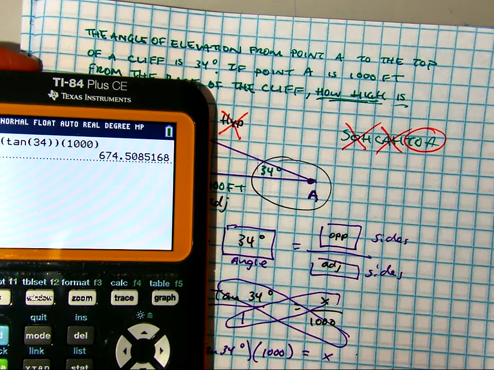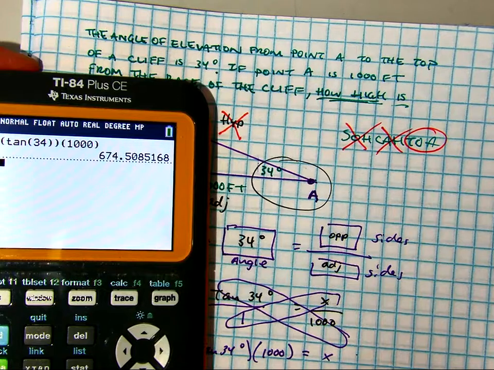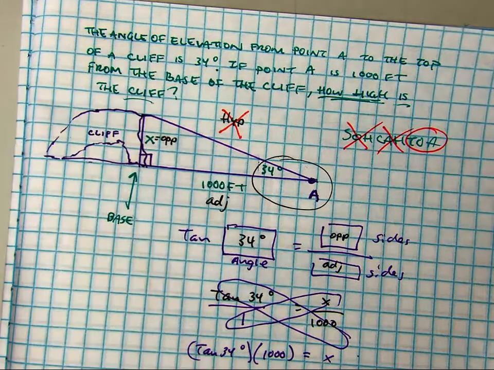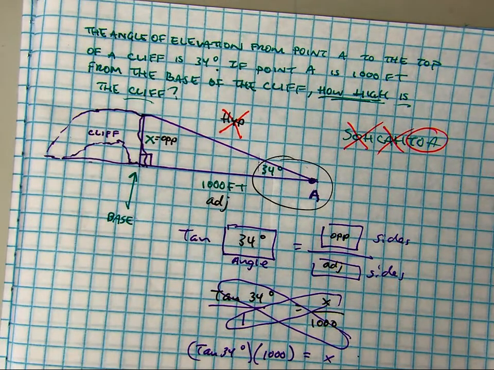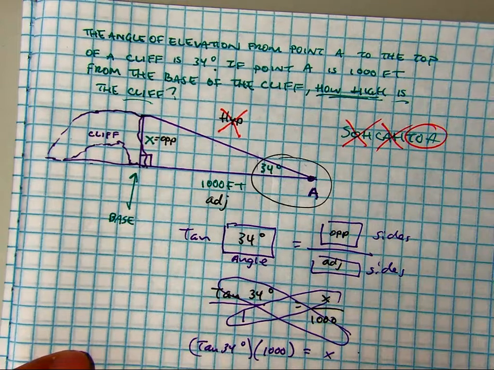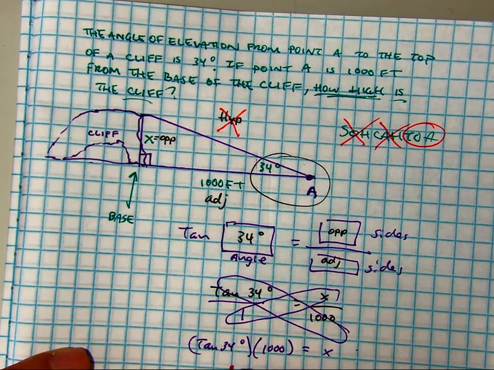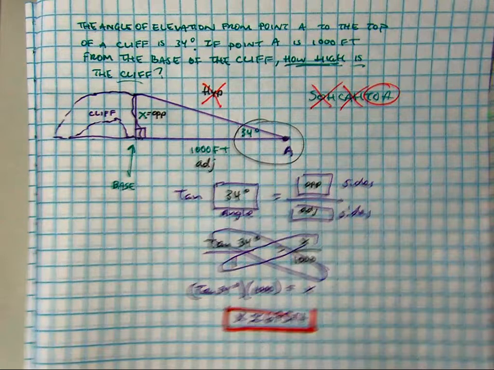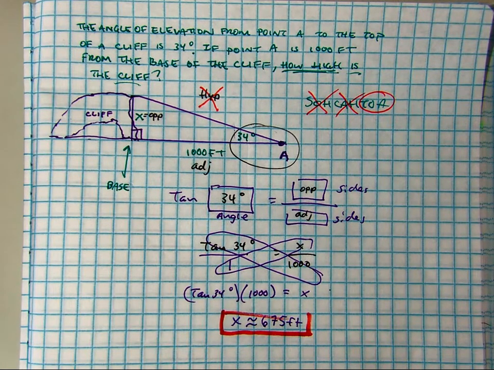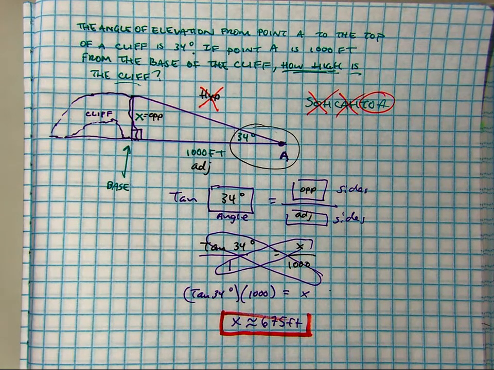That's a pretty big cliff. Every 10 feet is one floor, so this is like 68 floors. Zoomed out. Now you can see 675 feet. So 10 feet per floor, so that's like 67 floors. That's a really big cliff, isn't it? So draw a picture. Pay attention, this problem has angle of elevation, so from A looking up.